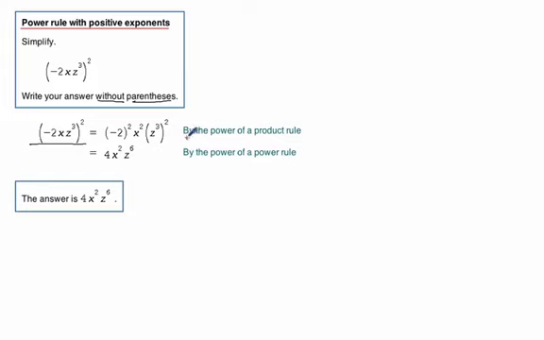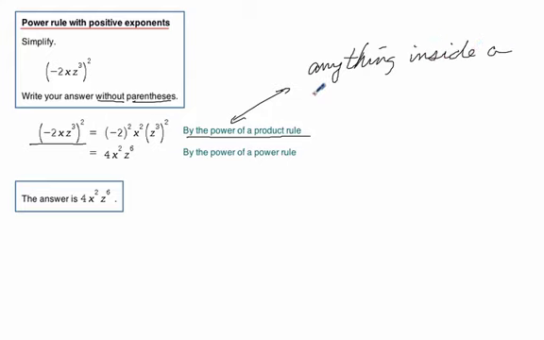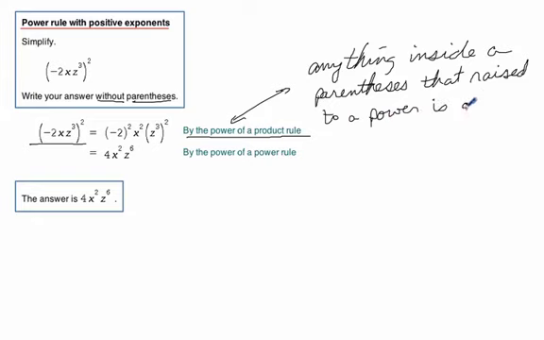Our first step is to use the power of a product rule. What the heck, what's that mean? Well, that just means that anything inside a parentheses that's raised to a power is also raised to that power. All right, so there's the words that describe what's going on here in this step.